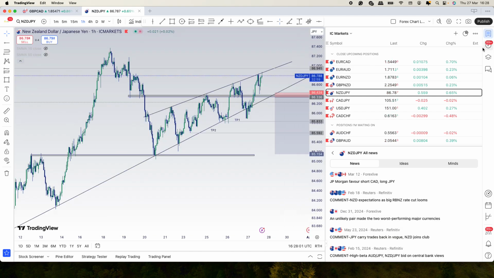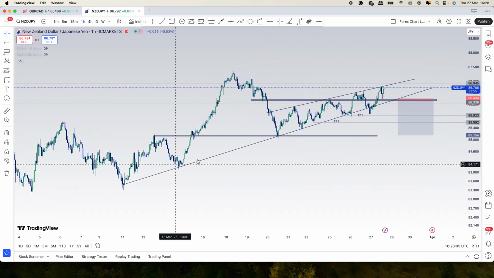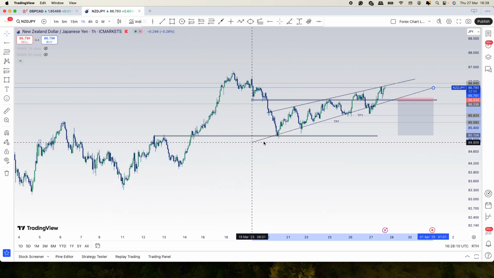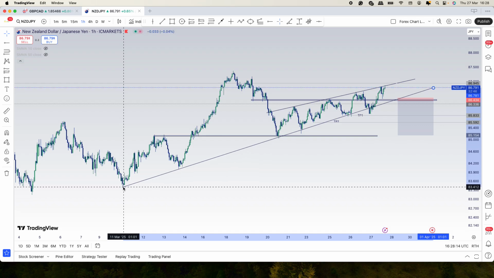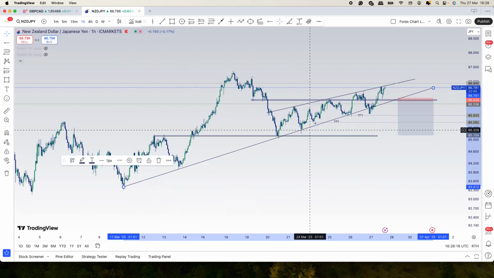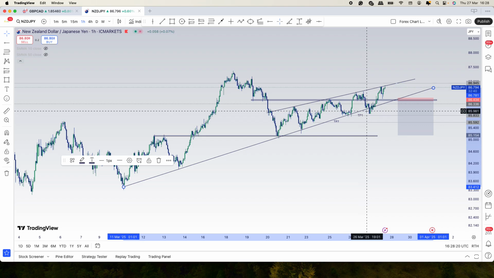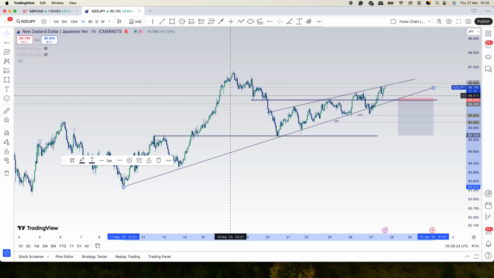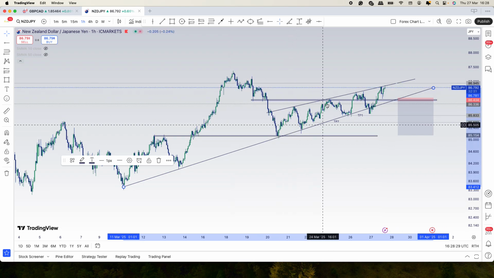NZDJPY. I've done a little bit more analysis on this, and I thought that we were just working here off this, for example. But if we extend back, we see that price has found this little uptrend, but buyers are weakening on this. We can see that we were getting this big explosive move to the upside in March, and then we came down, and now we're just retesting it.